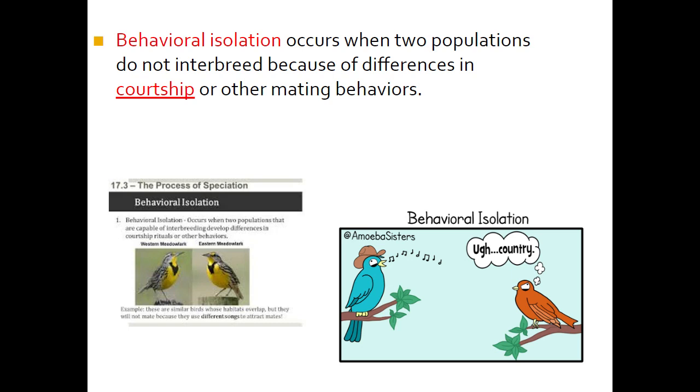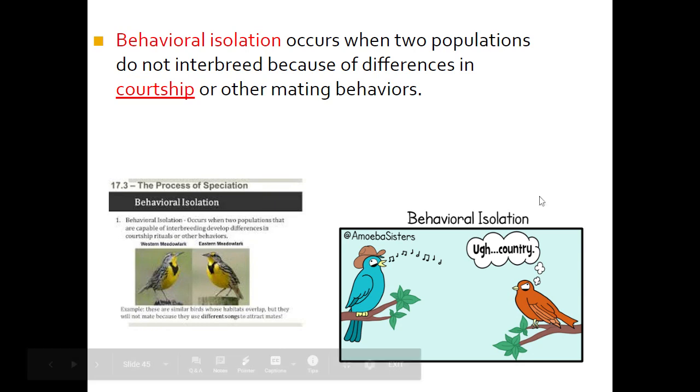Behavioral isolation is where two populations do not interbreed because of differences in courtship or other mating behaviors. This could include the dances like in the birds of paradise that we saw in the videos. This could be a song. You hear birds singing all the time. They're looking for a mate, but they have to find a mate that's going to enjoy their singing.